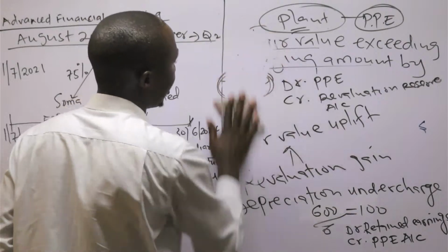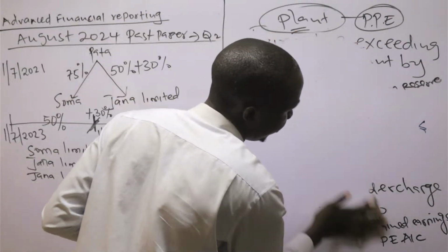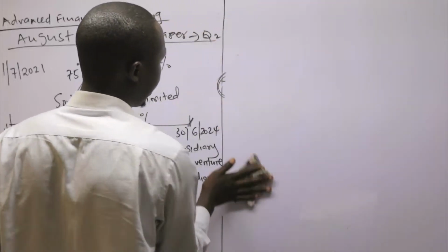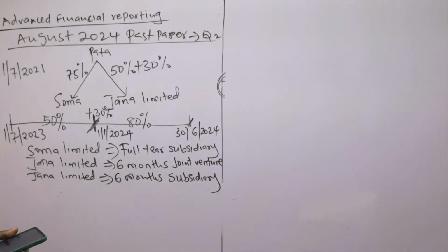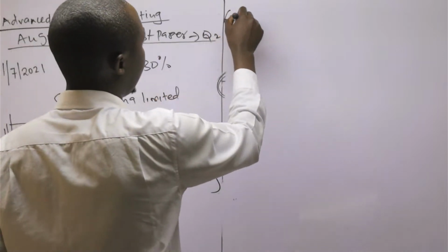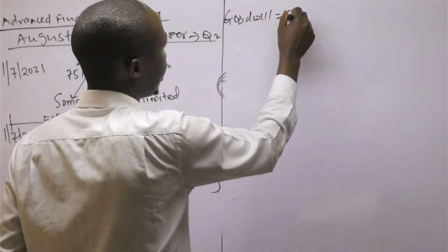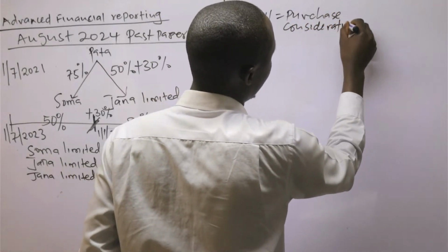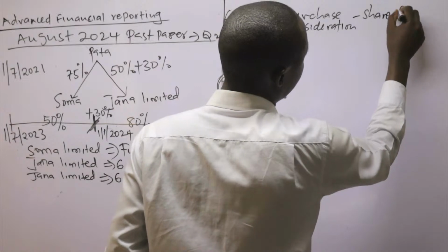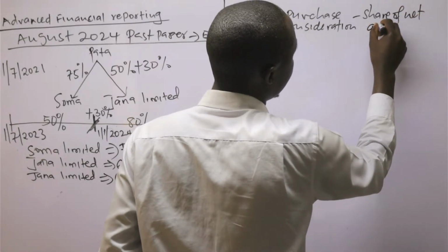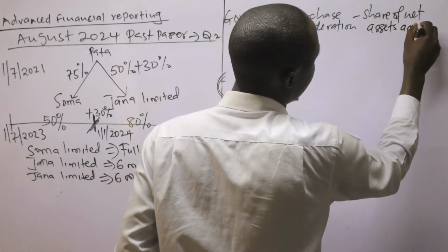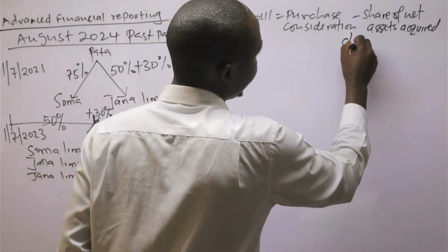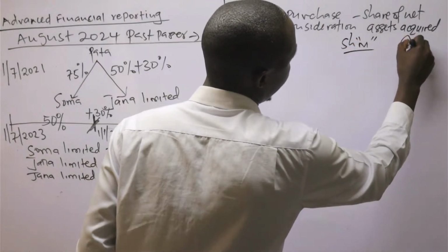the first part is about computing goodwill. The goodwill computation. So we start with the goodwill of Soma. Remember, goodwill is equal to purchase consideration minus share of net assets acquired. So we can have shillings in million here.